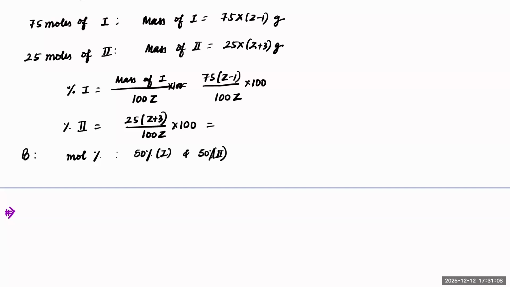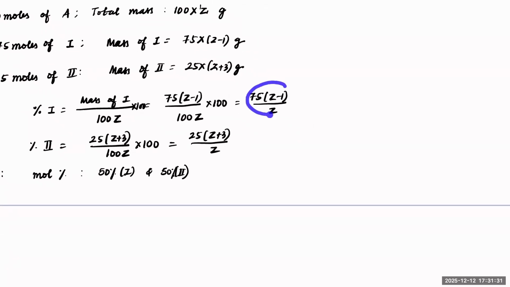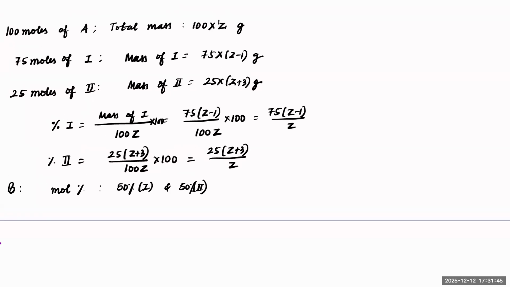Right, so this is the value we get. So how much are we getting here? 75 into Z minus 1 by Z, and here we have 25 into Z plus 3 by Z. These are the percentages we got. But you know that the addition of these two percentages should be equal to 100. So you use that, and you can get the Z value out of it. And from there, you can get the mass percentage. Clear, beta? So that's how you can fetch out the mass percentage as well.